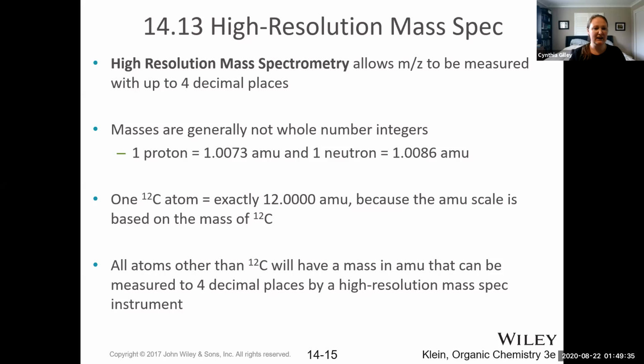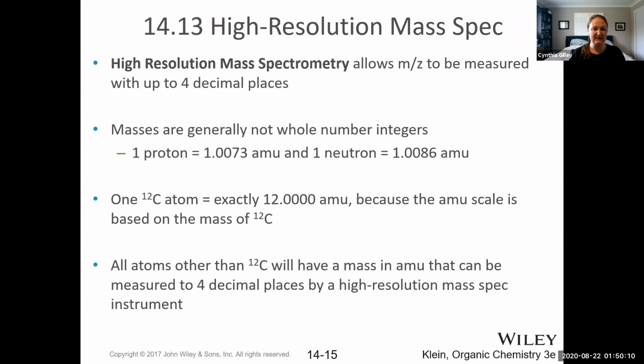And the reason why being able to measure up to 4 decimal places is important is because when you measure the atomic mass unit for a proton or a neutron to 0 decimal places, it's just 1, right? But when you look further, we see that there is actually a difference in the mass of a proton and the mass of a neutron. It's a very slight difference, but it's enough to make a difference in different molecular formulas that have a lot of protons and neutrons being added up.